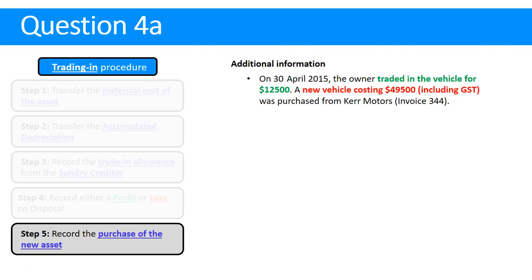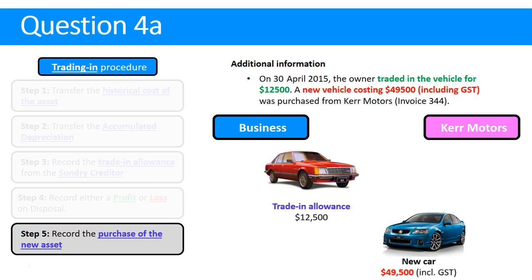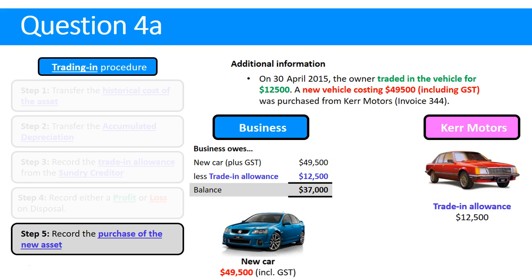So we're told that we're going to get a new vehicle for $49,500, which includes GST. It's on an invoice, so therefore it's on credit, and we got a trade-in for $12,500. So what that means is, in our business, we had an old car and we're going to get $12,500 from it. We're going to give it to Kerr Motors in exchange for that new car for a total of $49,500. And what will happen is, instead of owing $49,500, we take out what we've been given as a trade-in, and we only owe, in this case, $37,000.